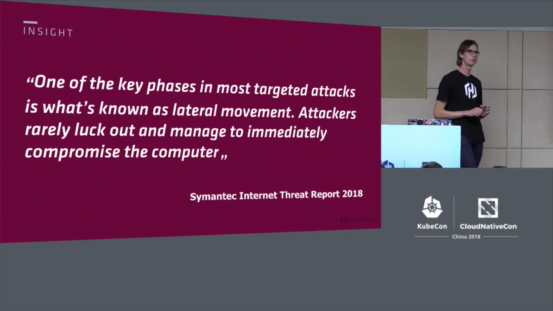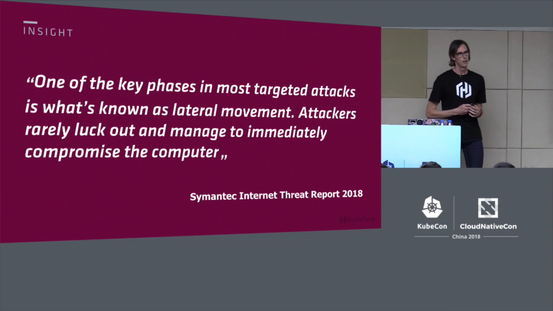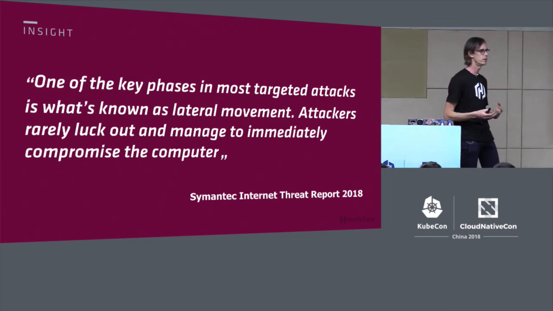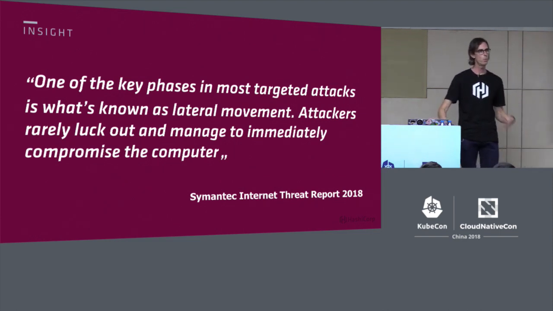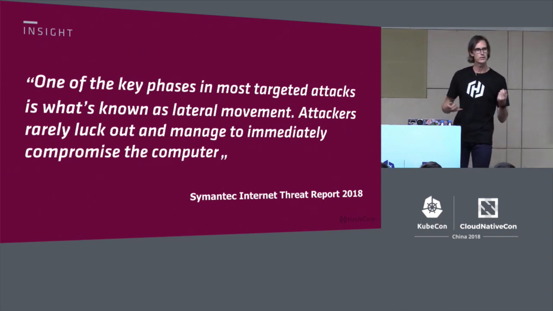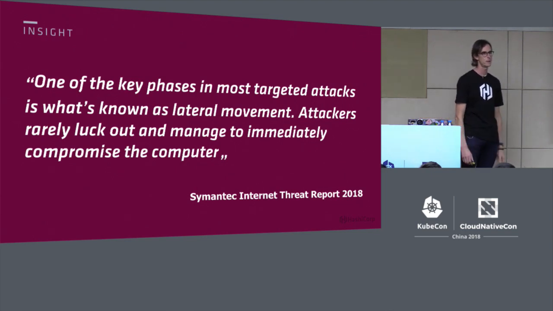So I really like this quote from the Symantec security report, and it states that one of the key phases in most targeted attacks is what's known as lateral movement. Attackers rarely look out and manage to compromise the computer. And this is kind of the key thing, right? That once you've compromised that perimeter firewall, this is when an attacker can run amok in your network. This is when they're going to start to look around and try to do the real damage. They're not necessarily going to be stealing all of your data from the first service they hit.